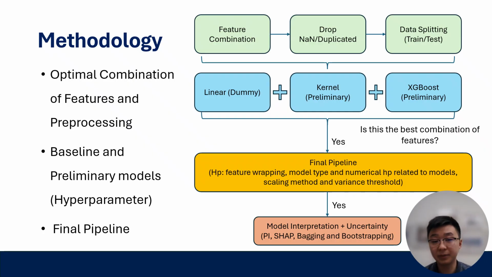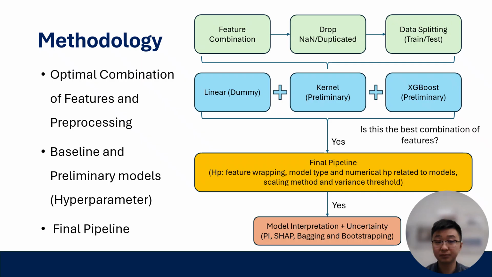The different feature combinations are pre-processed and fit into the linear dummy model and the two preliminary models, where the best combinations of features are adopted into the final pipeline. Hyperparameters are also tuned, and their ranges are found in the preliminary models. And once the desired model is found in the final pipeline, the resulting model will go through interpretation and uncertainty test process.